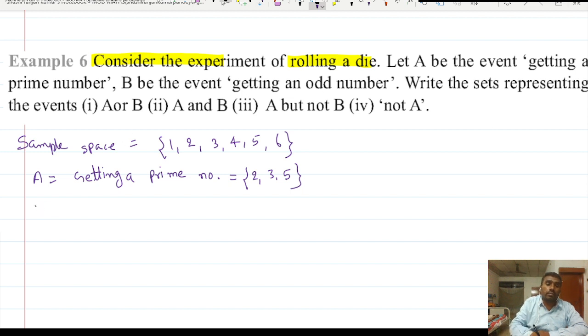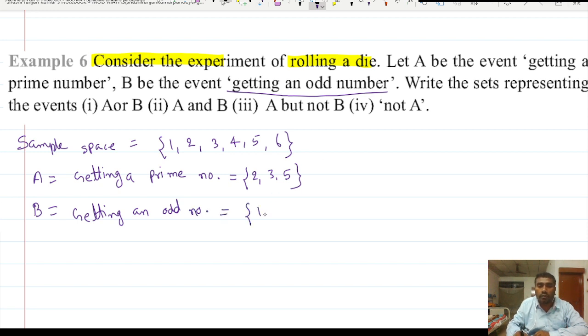Then B, what about B? B is the event of getting an odd number. So what are the odd numbers here in this case? Either 1 or 3 or 5.